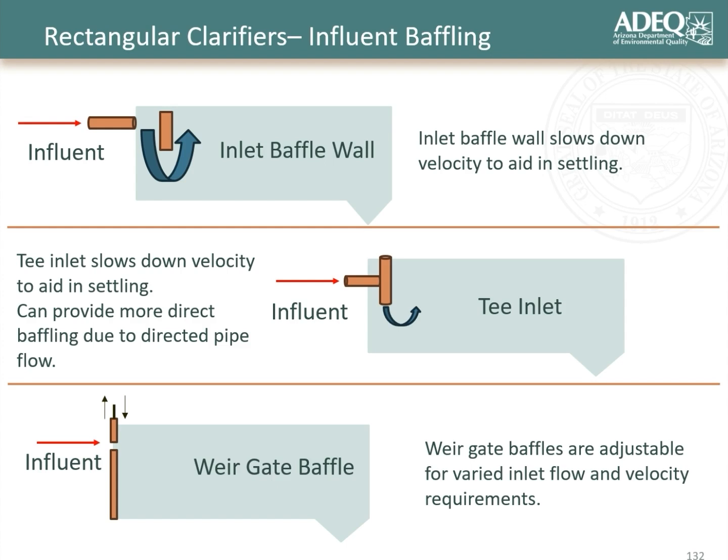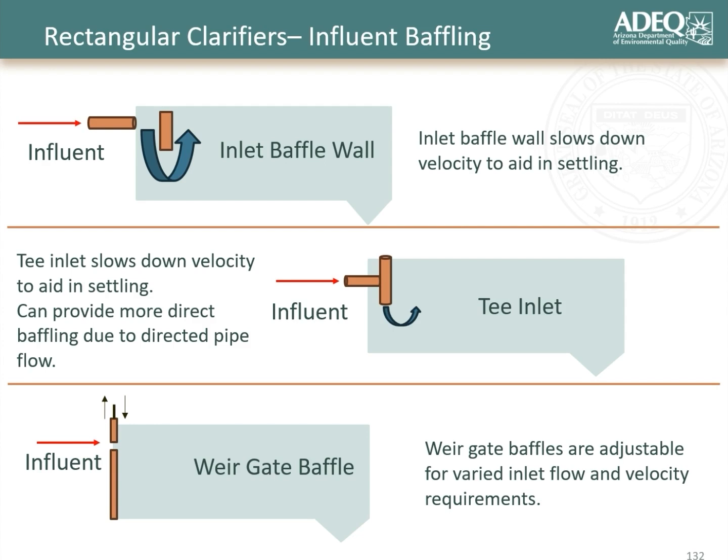So for rectangular clarifiers, we also need to evaluate the influent baffling. There are three main ways that influent flow is baffled, although I'm sure there are others. Number one is inlet baffle walls. These are walls that are put right at the discharge point of the pipe. They break the energy of the wastewater entering the system, which allows it to settle down and slowly help push the solid material down, rather than just being jetted out into the clarifier and limiting your solids removal performance.